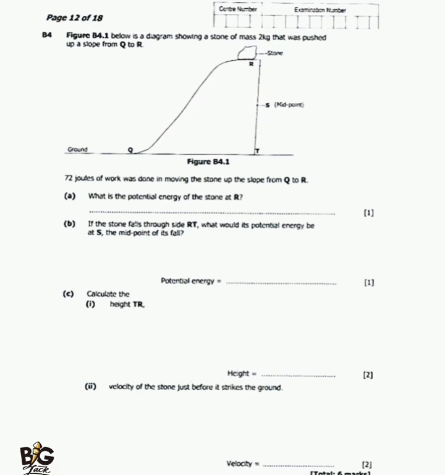Figure B4.1 below is a diagram showing a stone of mass 2 kgs that was pushed up a slope from Q to R. Now, whenever you have been given the question, the first thing you need to collect is the data. In this case, the mass of the stone is 2 kgs.